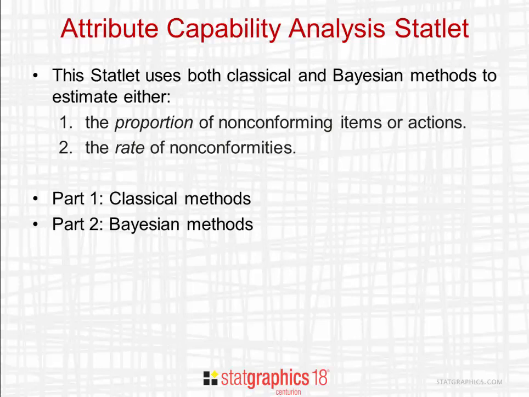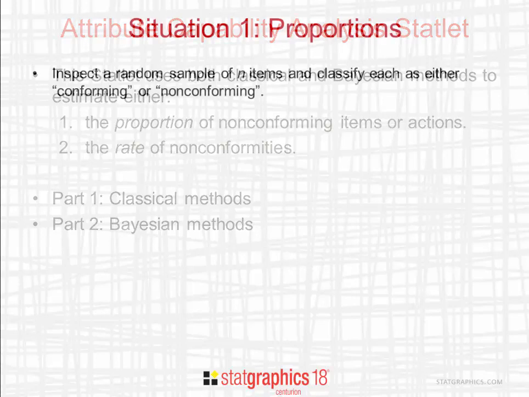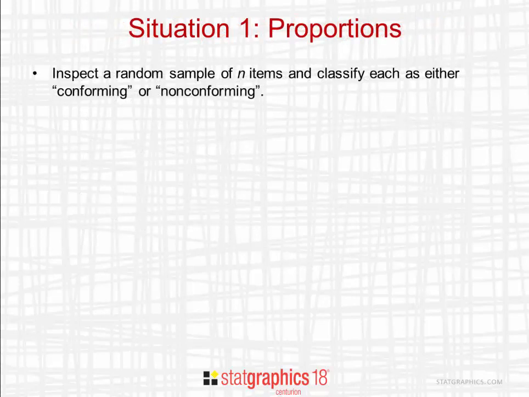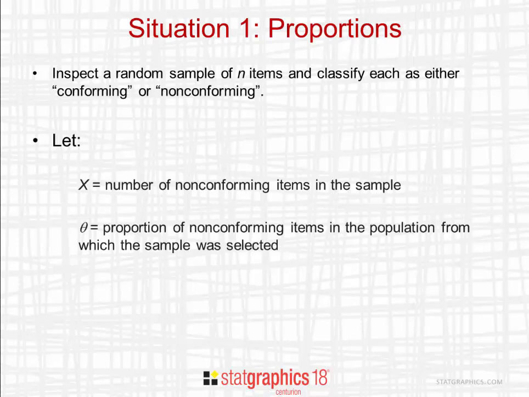Part 1 of these videos described classical methods for estimating a proportion or a rate. This part describes Bayesian methods of estimation. We'll begin with estimation of a proportion. Let's suppose that we inspect a random sample of n items and classify each item as either conforming or non-conforming. We'll let x be the number of non-conforming items in the sample, and theta be the proportion of non-conforming items in the population from which the sample was selected.